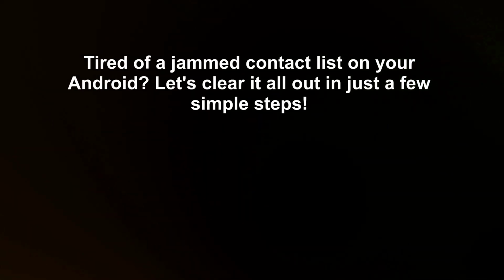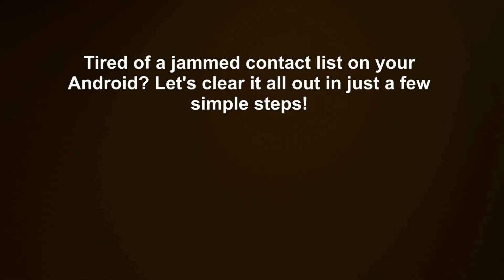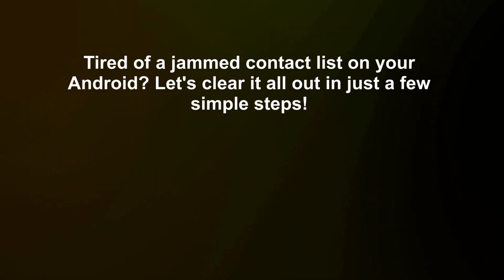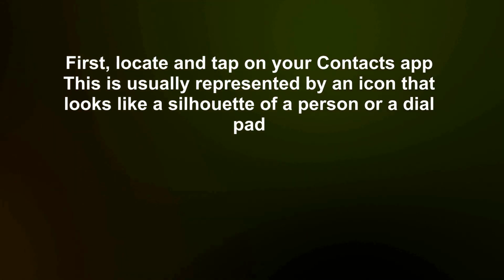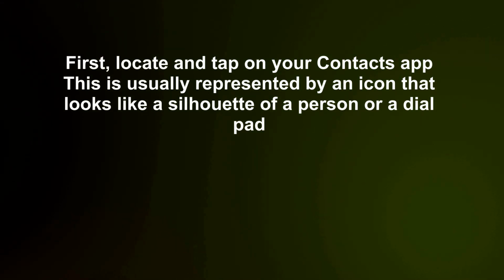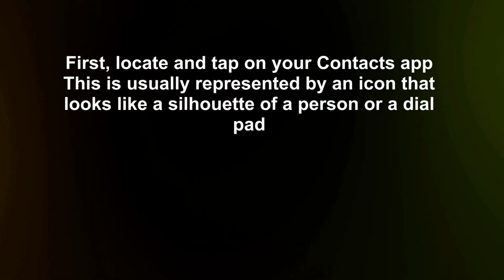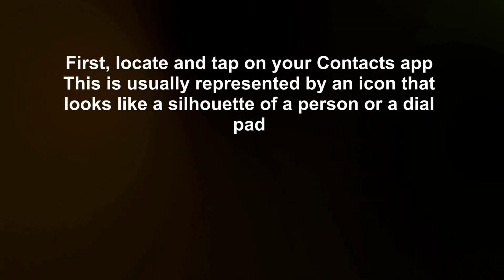Tired of a jammed contact list on your Android? Let's clear it all out in just a few simple steps. First, locate and tap on your Contacts app. This is usually represented by an icon that looks like a silhouette of a person or a dial pad.